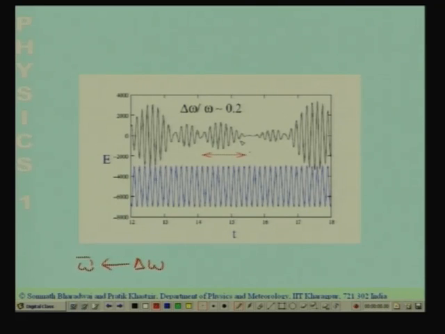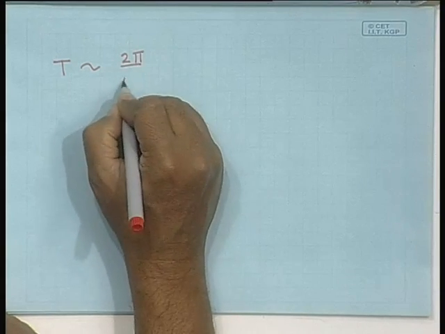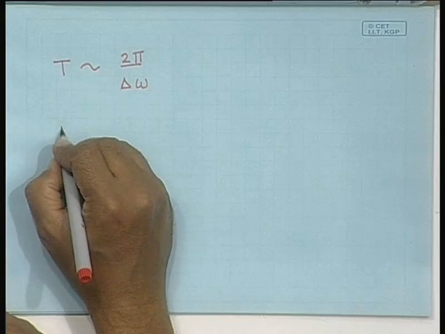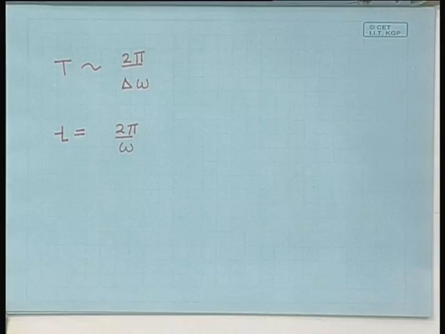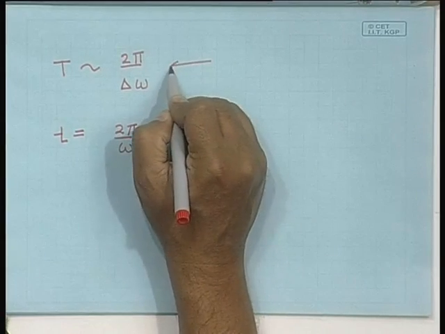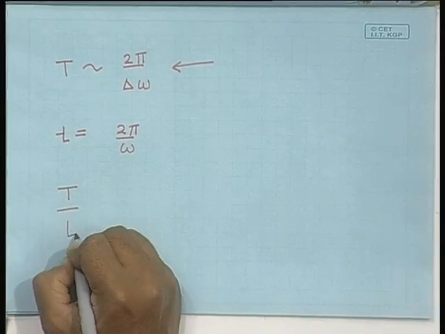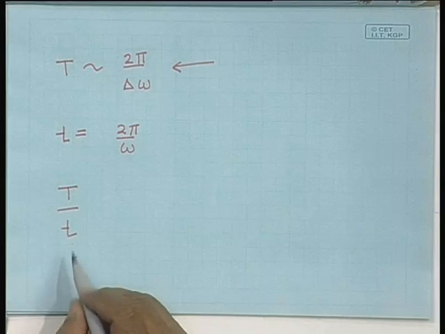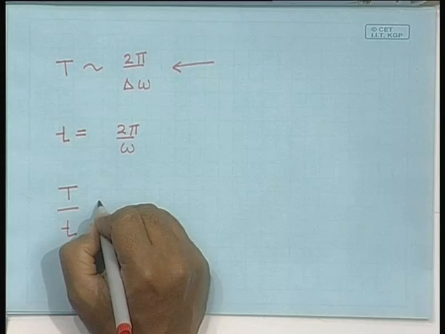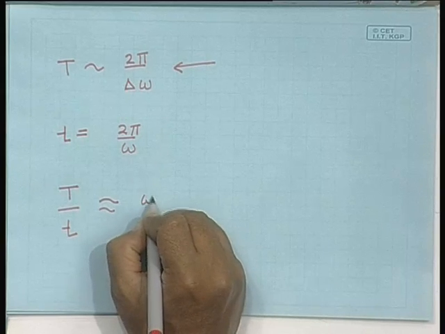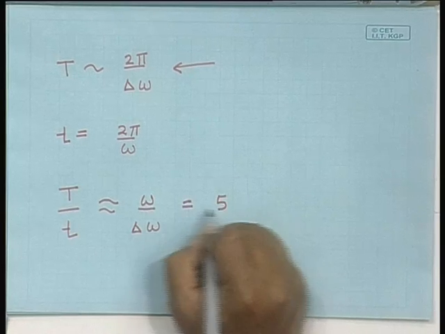The amplitude changes on a time scale approximately 2 pi by delta omega. The fast oscillations occur on a time scale 2 pi by omega. The question we are asking is, in this time scale, how many oscillations do we expect to get? So, capital T by small t would tell you the number of oscillations you would get on the time scale at which the amplitude changes, and this is of the order of omega by delta omega, which is in this case 1 by 0.2, which is of the order of 5.